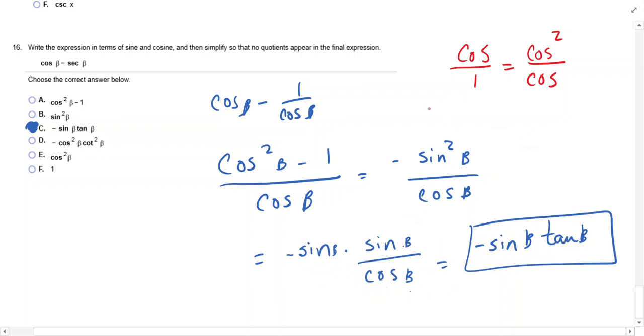That one is a little confusing, but hopefully that will help you get the homework questions done.